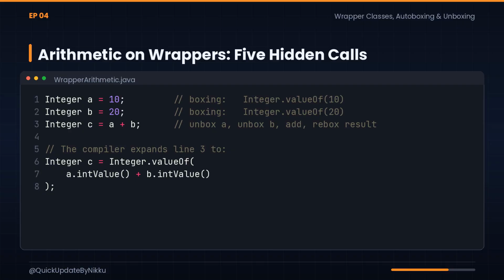3 lines that look completely innocent hide 5 method calls. Lines 1 and 2 each perform one boxing operation. Line 3 performs 2 unboxing calls to extract the primitive values, executes the integer addition on those primitives, and then performs one boxing call to wrap the result back into an integer. Place this pattern inside a hot loop, and you create a continuous stream of object allocations and garbage collection pressure.